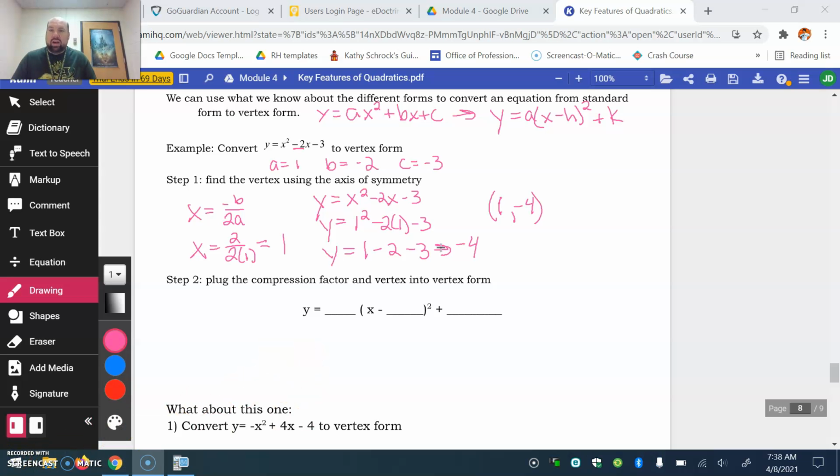Okay, so now I'm going to fill in my parts. So remember, it's a, so a is 1, x minus h, well, my h is 1, so minus 1, and then my k is -4. Now, really, the way I want to write this is y equals, I don't need to put a 1 in front of this, x minus 1 squared, and then not plus -4, I'm just going to put -4, okay? It's okay if you had the 1 in front, and it's okay if you did have plus -4, but we don't usually see it that way.